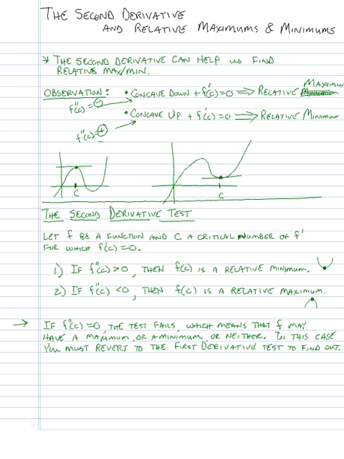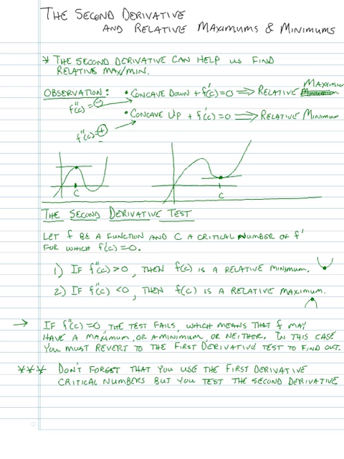And so we still don't know whether we have a maximum or a minimum, or neither, at the critical point C. So in this particular case, we have to use the first derivative test to find out whether we have a relative maximum, a minimum, or neither. So we have to be aware that we may not always be able to use the second derivative test.